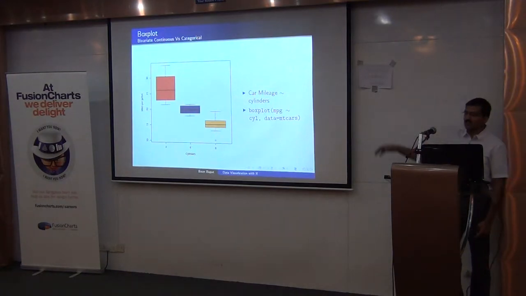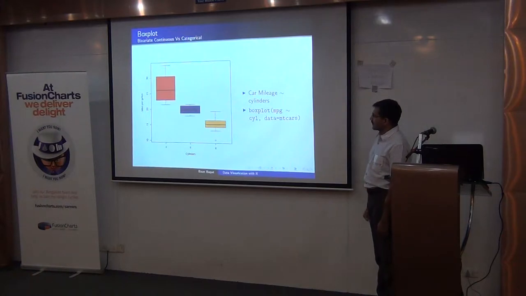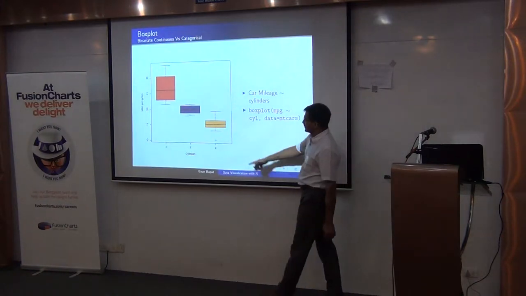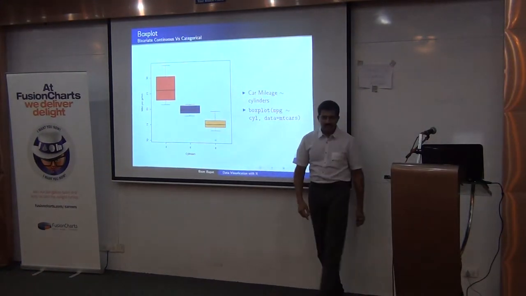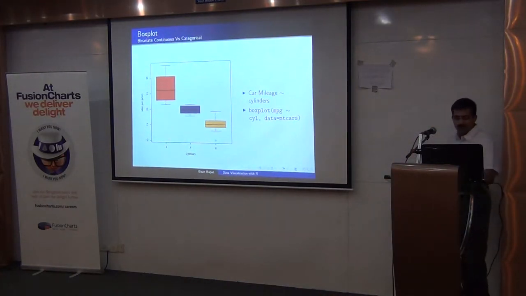Of course, I have added colors to that, but that's okay. You get the box plots. Okay, and there's probably one car which is really very bad. So it has 8 cylinders, lot of room, but no fuel efficiency.